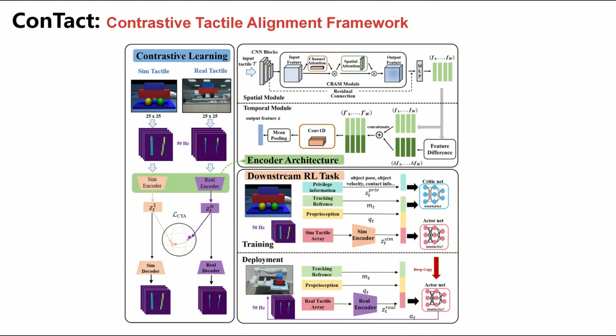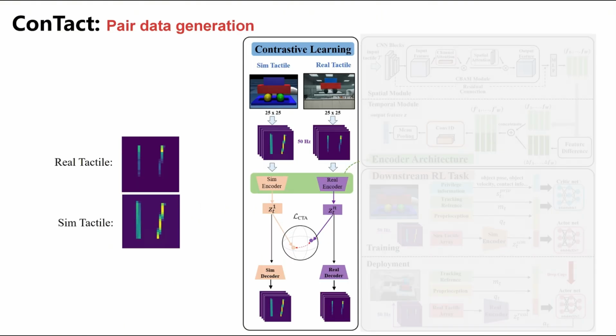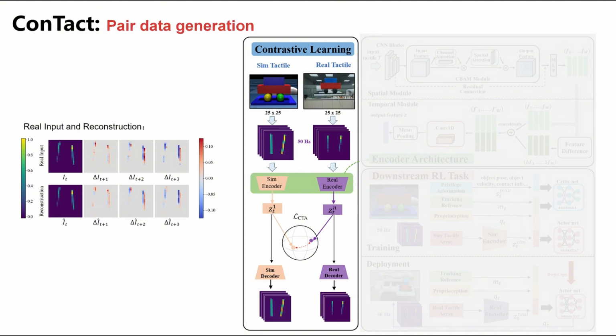Now we introduce our ConTact framework. First, we generate paired data. We record object trajectories in both simulation and the real world, then match the corresponding sequences to form training tactile pairs. We then use contrastive learning to align the features from these pairs. A contrastive loss brings the sim and real representations together. A reconstruction loss then predicts frame-to-frame differences, teaching the model to capture contact dynamics, not just static images.